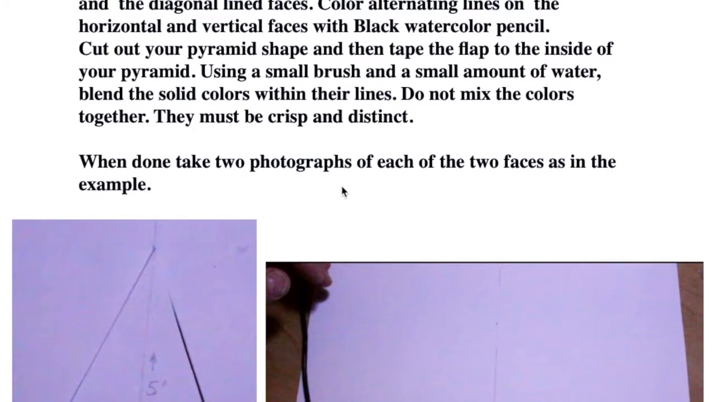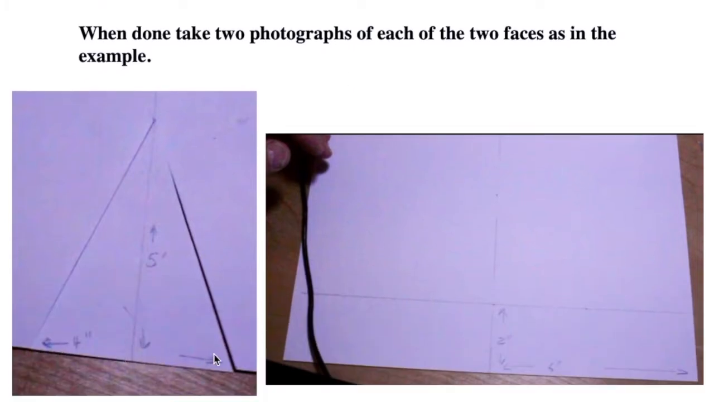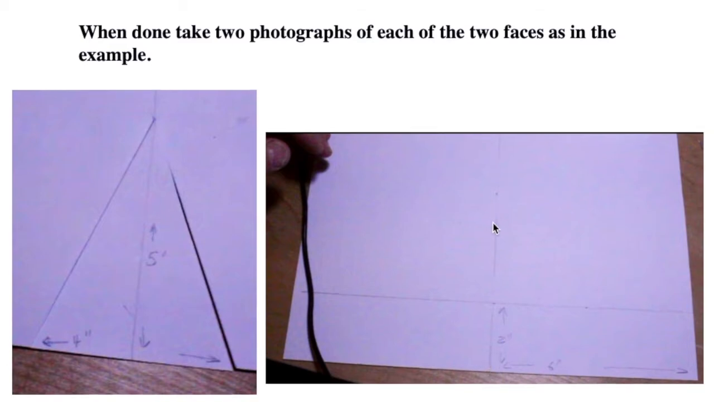When done, take 2 photographs of each of the 2 faces as in the example. This is your initial triangle, 4 inches at its base, 5 inches tall. This is 2 inches from here to here, and you need to make sure you have your center line so you get a perfect pyramidal shape or triangle. Here you will measure up 2 inches from the bottom of your paper, and run a horizontal line. You will also make a mark 6 inches from the edge, and then make a vertical line on your paper.